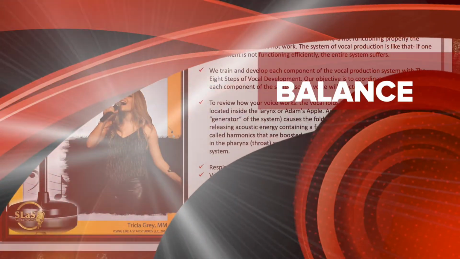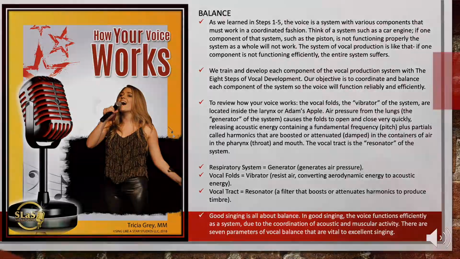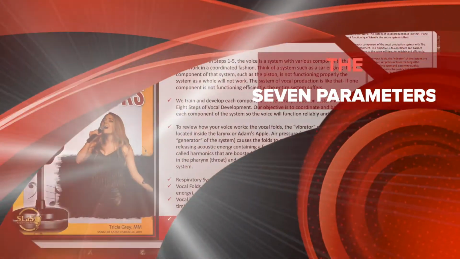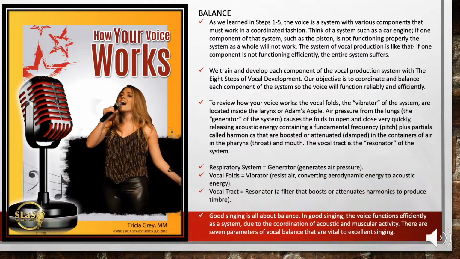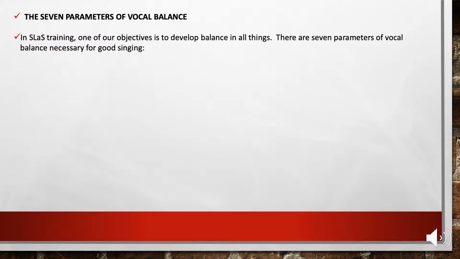Good singing is all about balance. In good singing, the voice functions efficiently as a system due to the coordination of acoustic and muscular activity. There are 7 parameters of vocal balance that are vital to excellent singing. In SLAS training, one of our objectives is to develop balance in all things.